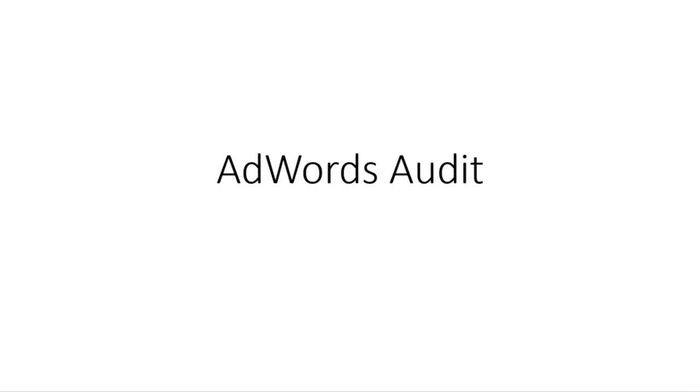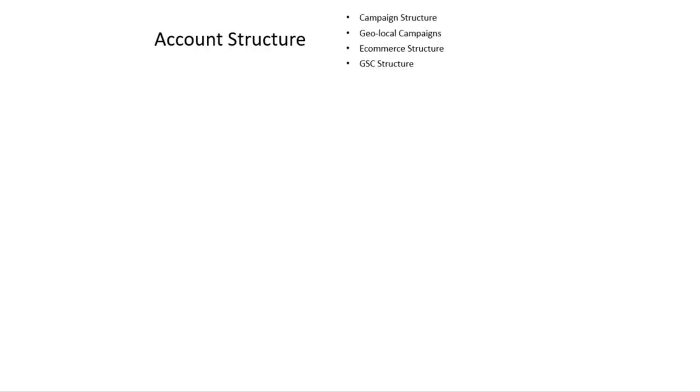Okay, so the section is divided into 4 sections. The first one is account structure. We're going to look at different ways campaigns are structured within the account, some common pitfalls. We'll talk a bit about e-commerce and Google Shopping as well, and we'll talk about regular search campaigns.